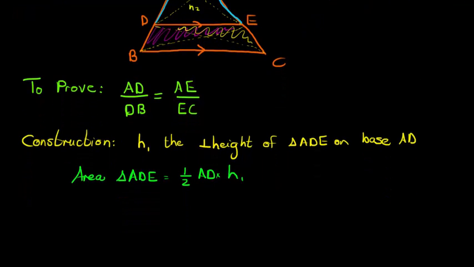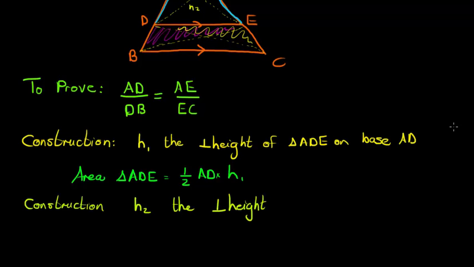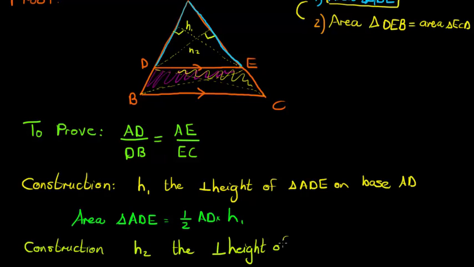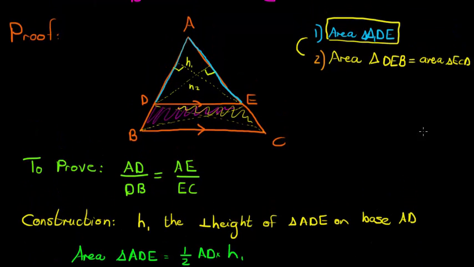That was the first construction. Now I'm doing another construction. This time I'm constructing H2, which is the perpendicular height. Now I'm just turning this top triangle a little bit. Now AE is my base. So it's the perpendicular height of the same triangle, triangle ADE, but this time on base AE. Make sense? So I draw in the perpendicular height on AE. Turn your head, it should make sense.